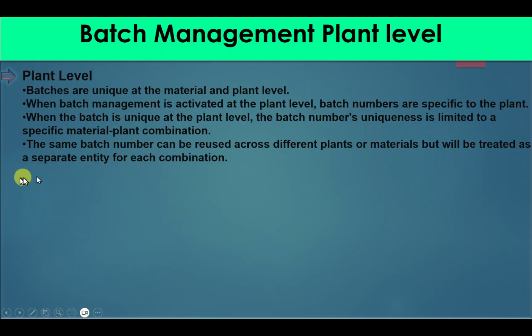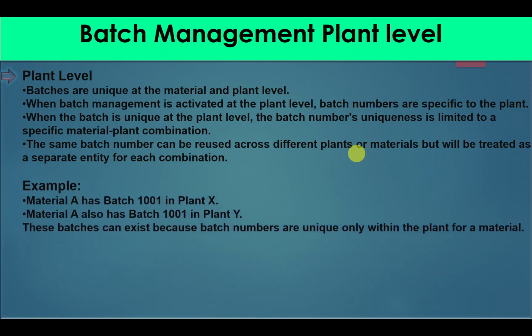The same batch number can be reused across a different plant or material, but will be treated as a separate entity for each combination. For example, let's say material A has batch 1001 in plant X, then material A can also have batch 1001 in another plant. So it is only restricted to the plant, but another plant can use the same batch number. It's no matter.